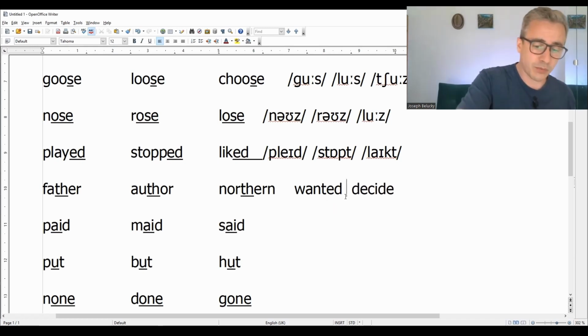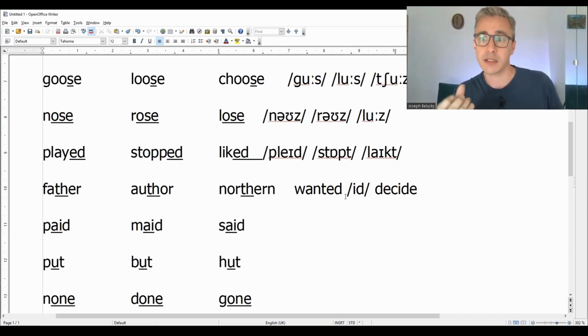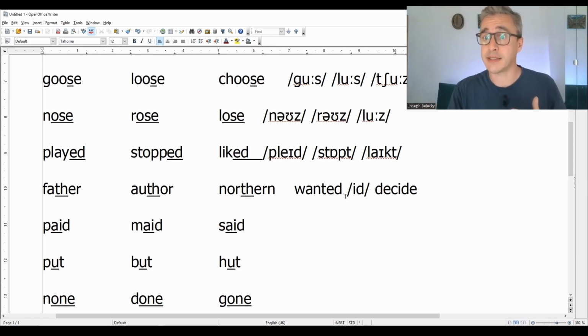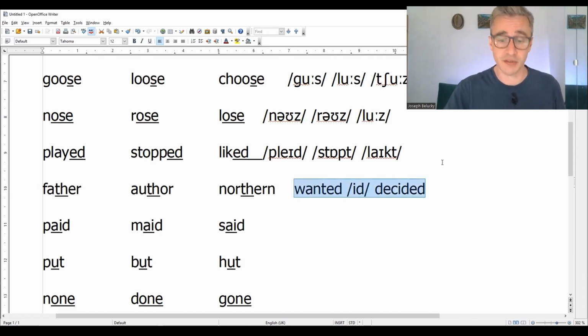But the way that we pronounce it is more like this, id. So it's not ed, it's id. So we've got the I, notice my lips hardly move, I, tongue forward in the mouth, id. Wanted, decided. Played, stopped, liked, wanted, decided. So there you have it. That's the 3 different ways to pronounce these ed verb endings, which sometimes can be adjectives as well.